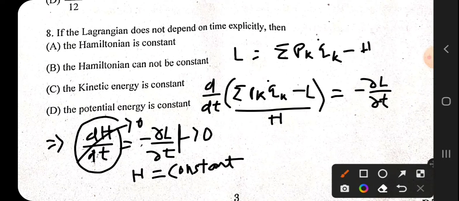In any kind of Lagrangian, if that Lagrangian does not depend upon any quantity, it may be time, it may be position explicitly, then we will get two results.